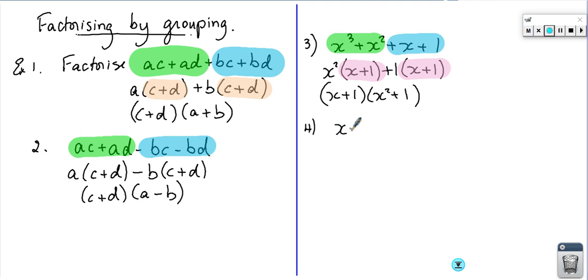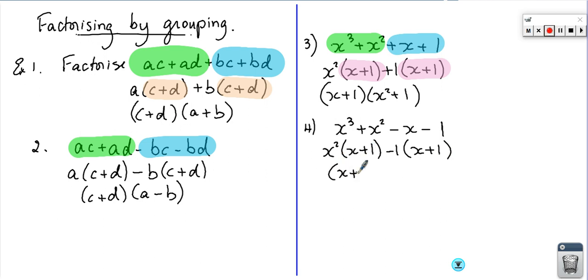Example 4, factorize x cubed plus x squared minus x minus 1. Slightly different, but we're going to see that it contains something important. So again, I'm going to factorize the first 2, x squared into x plus 1. The common factor between minus x and minus 1 is minus 1 into x plus 1. Make sure that your brackets are the same. So now the common factor is x plus 1 into x squared minus 1.